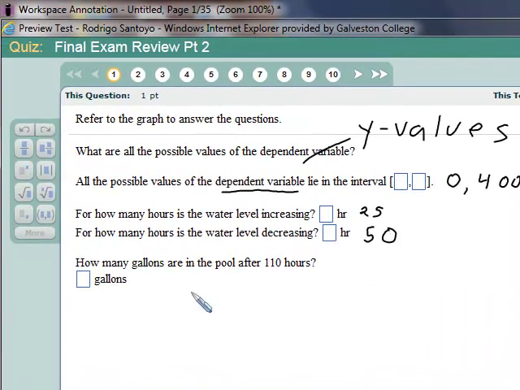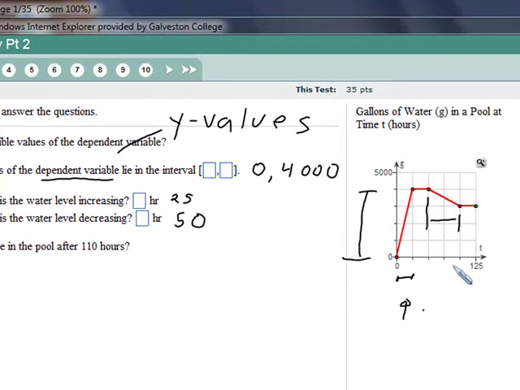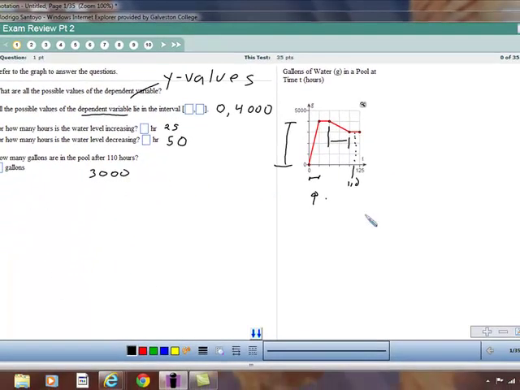Next question asks us how many gallons are in the water after 110 hours. So here we have 25, 50, 75, 100. So right around here is where it's 110. We just need to figure out what that value is where it hits right there, and that looks like it's 3,000. So that's the first problem.